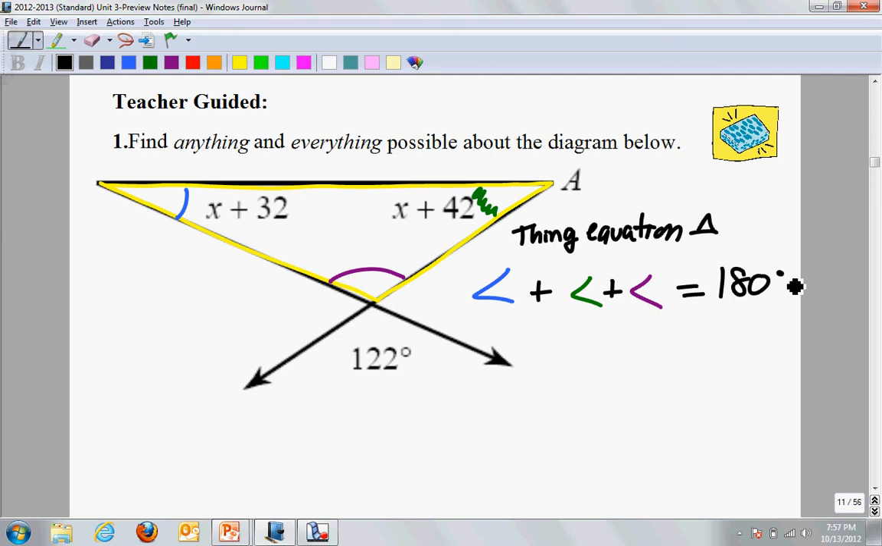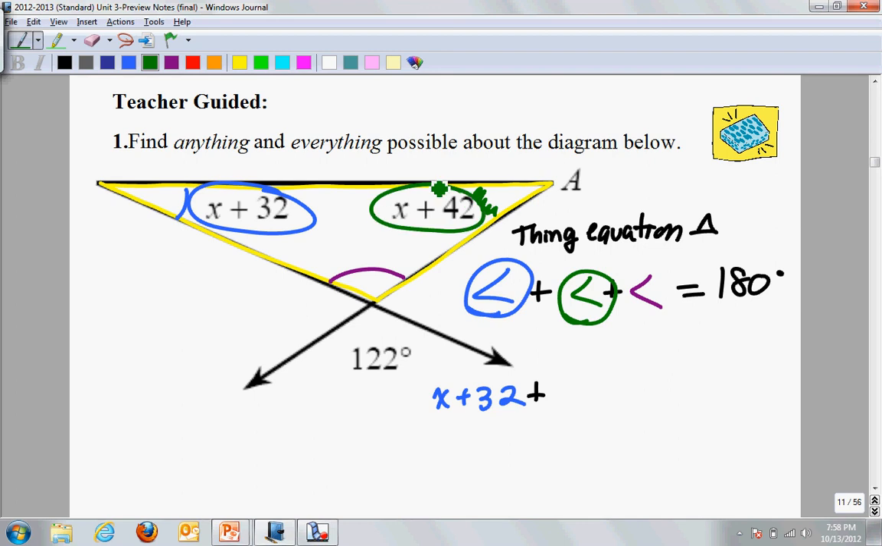Now we have our thing equation. Let's do our algebraic equation. Circle that angle. Physically pick it up, what it equals. Plug it in. Circle the second angle. Physically pick it up. Plug it in.